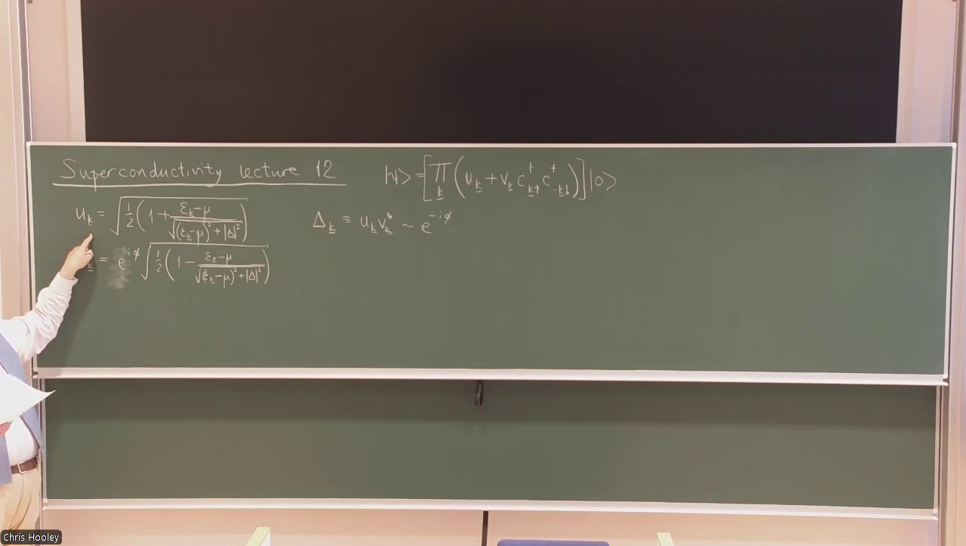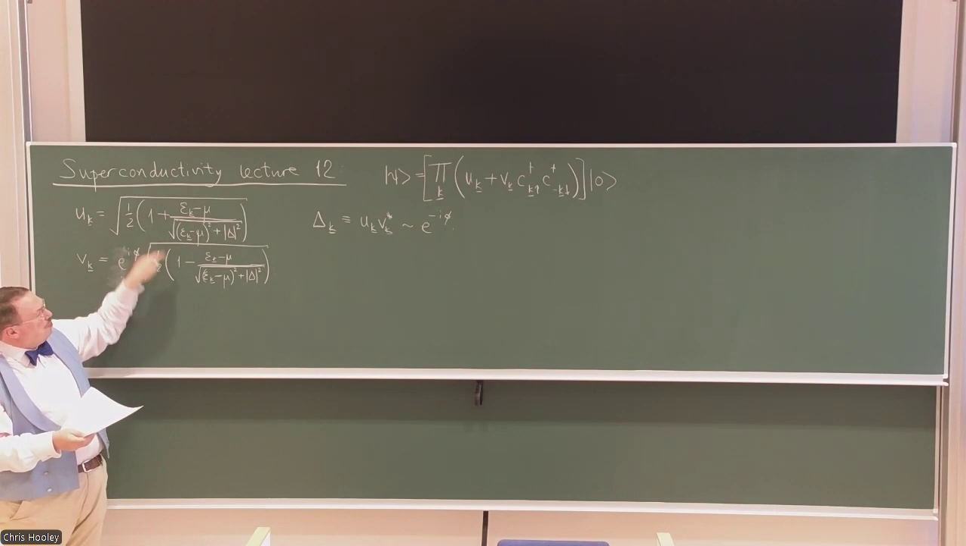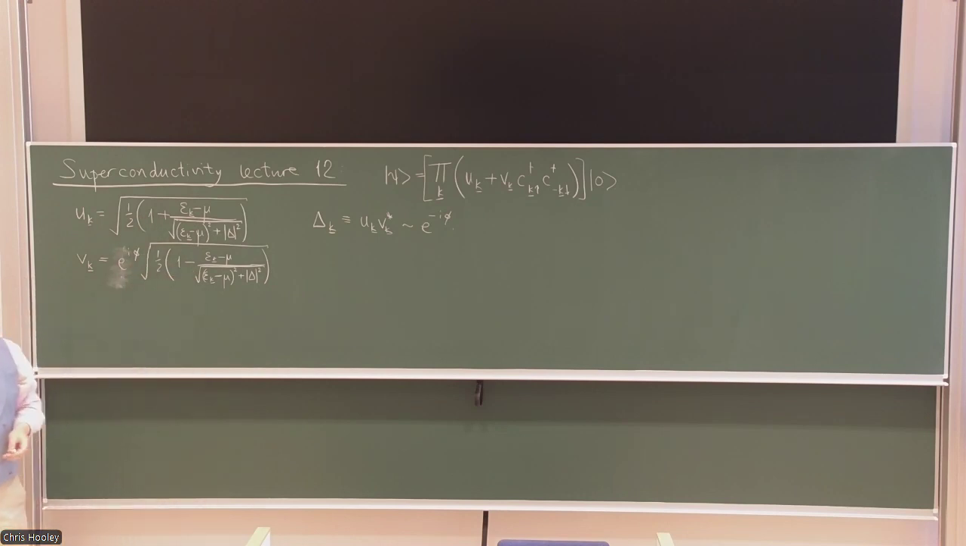That's telling me that the states there are completely empty. And because of this minus sign, the V's go to 0, very far above the Fermi level. If I go very far below the Fermi level, then this is negative, and now it's the U's that go to 0, and it's the V's that go to 1. So this has all the properties that we drew in the diagram. This is just the mathematical expression for it.